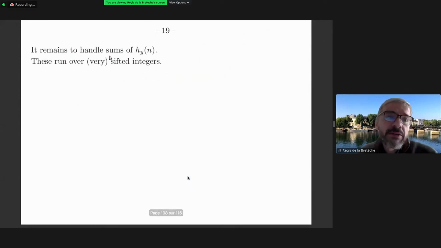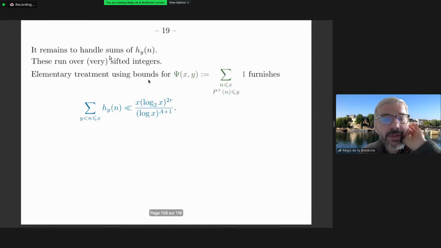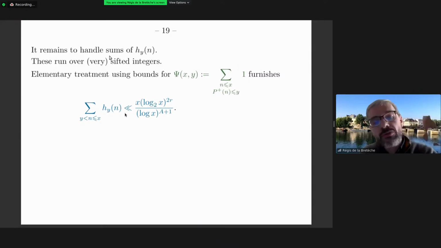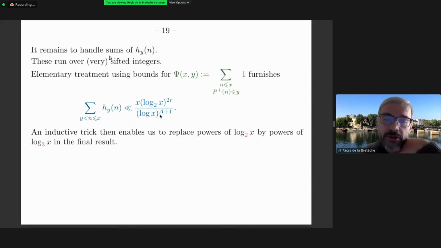Then it just remains to prove our theorem. We just need to handle the sum of h y of n, and we can prove such a result, where the summation is on a shifted integer. After using an inductive trick, we can reduce this log-log factor by a log-log-log factor.